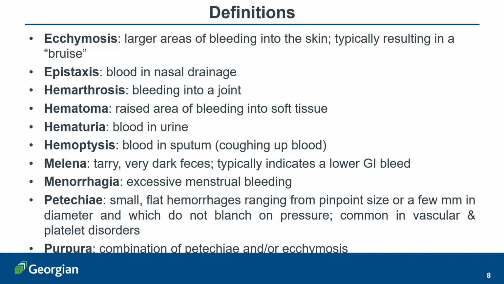Melena is very dark, tarry feces, typically indicative of an upper GI bleed. Menorrhagia is excessive menstrual bleeding. Petechiae are small flat hemorrhages that can range from a very small pinpoint to a few millimeters in diameter and typically do not blanch on pressure. They are very common in platelet disorders, for example, when thrombocytopenia is present. A purpura is a combination of petechiae and/or ecchymosis.